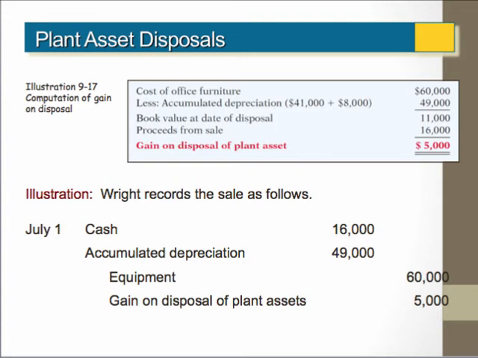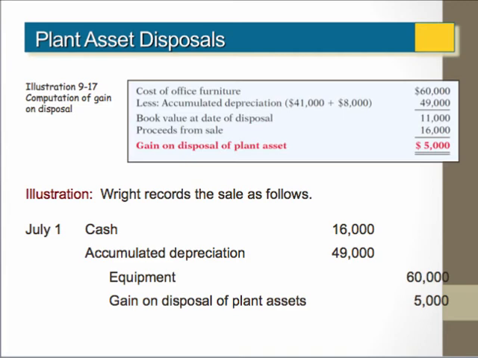So the journal entry would be debit the cash received of $16,000, debit the accumulated depreciation of $49,000. And how did we get that number? Because remember, the normal balance of accumulated depreciation is a credit. So to get a credit balance off the books, we have to do a debit entry. Then we need to take the equipment off the books that has a normal balance of a debit, so we have to do a credit entry, and then we recognize the difference as the gain on the disposal of the plant asset.